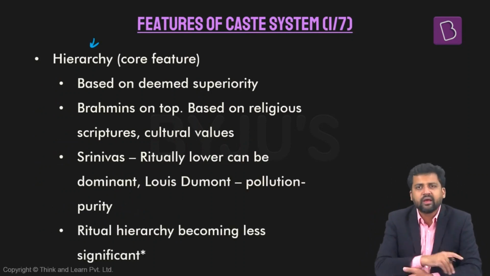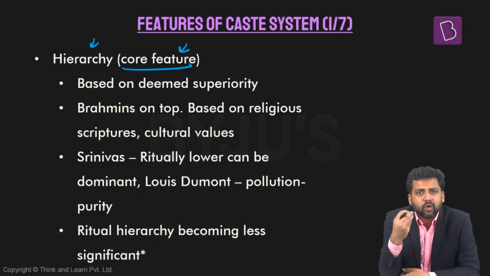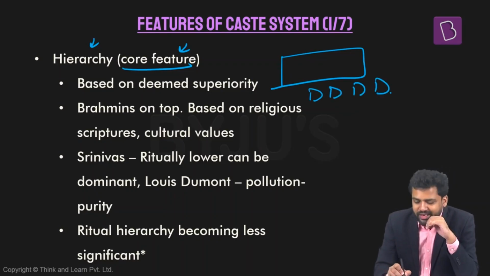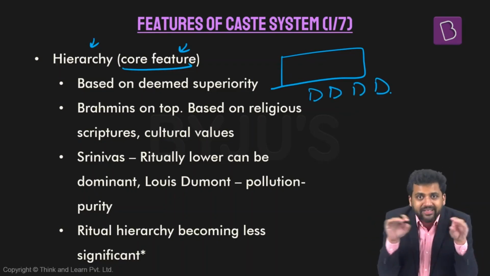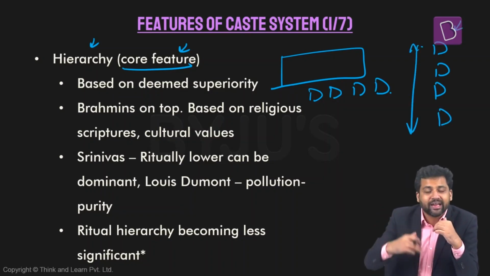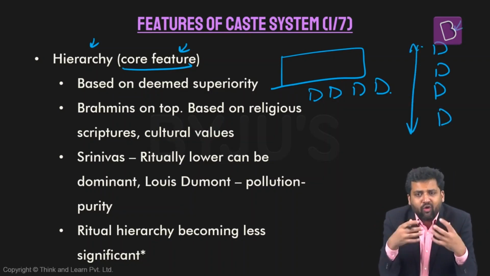First concept is hierarchy. Hierarchy is a core feature of the caste system. The caste system divides the entire society into segments. But all these segments are not arranged in a horizontal manner. They're not at the same level. Rather, they're arranged in some form of a hierarchy. So this kind of hierarchical arrangement is there. So the question is, on what basis is this hierarchy there?